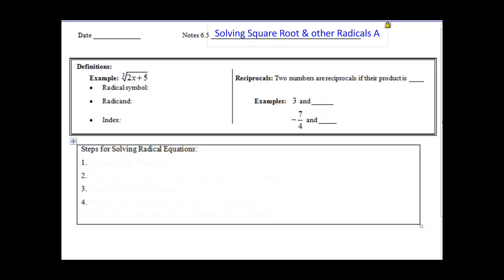We're going to solve square root and other radicals. This is part A. So we just finished simplifying radicals. Now we're going to look at what happens if we throw in an equal sign. So a couple of things that we need to know.